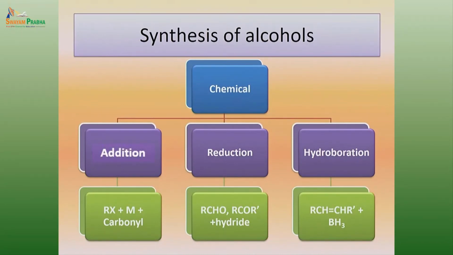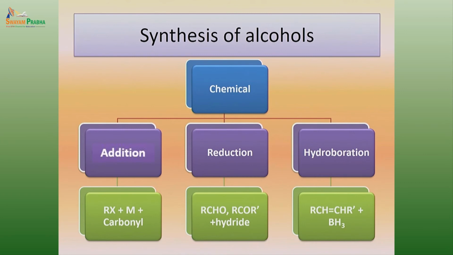And if you look at chemical methods, there are various types. Another one is a reduction reaction. Another one is a hydroboration reaction. Examples of the RX, that is alkyl halides with M, metal and a carbonyl compound. So alkyl halides, metal and a carbonyl compound all together condense to give alcohols. Reduction means we take carbonyl compounds, aldehydes, esters with a hydride reducing agent to get alcohols.